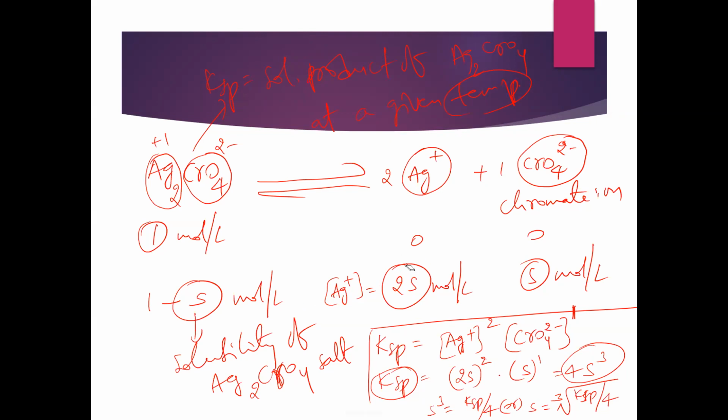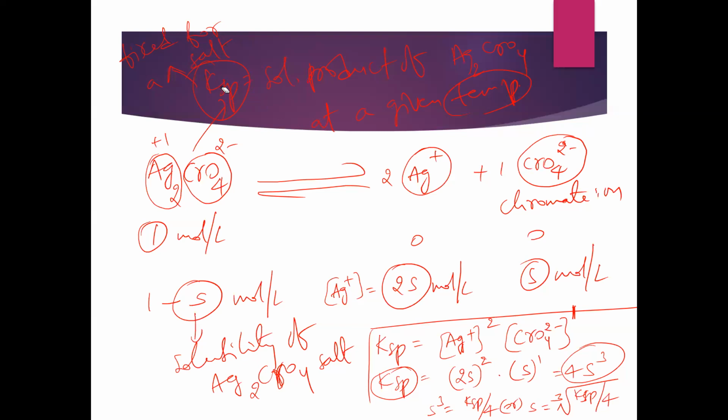Now, we can also calculate the ionic product of this solution. KSP is the solubility product, a fixed value for a given salt. Now here ionic product will be there, one more concept. Ionic product means the concentration of Ag+ ions into the concentration of chromate ions. That actual product of ions is called the ionic product.